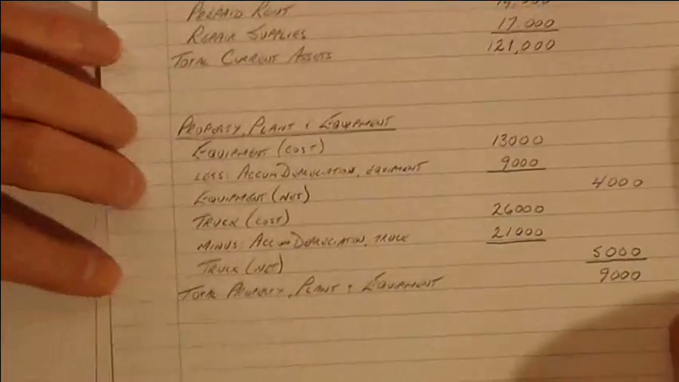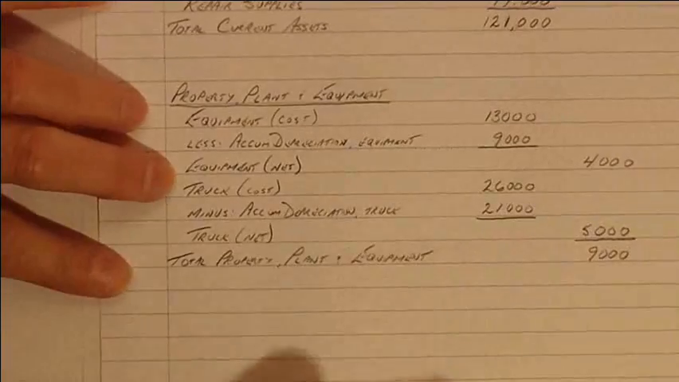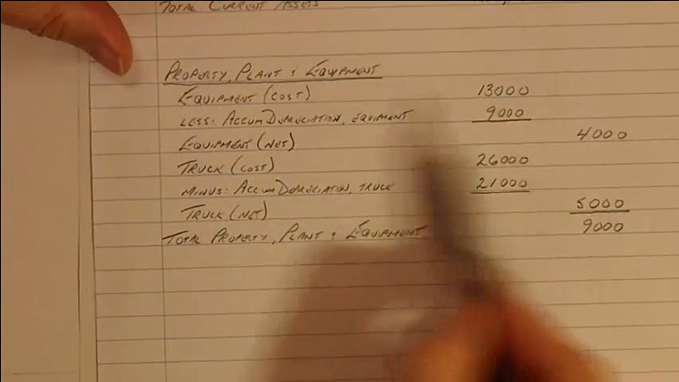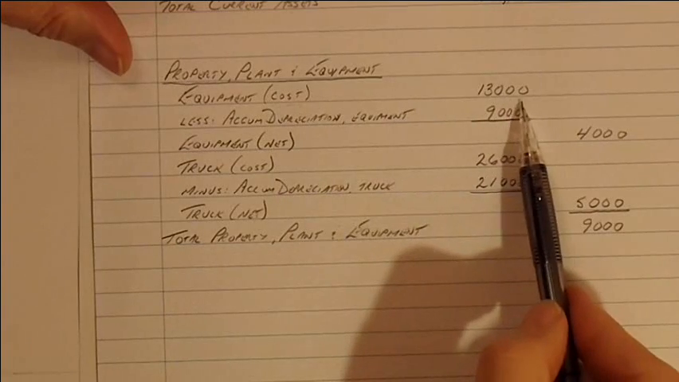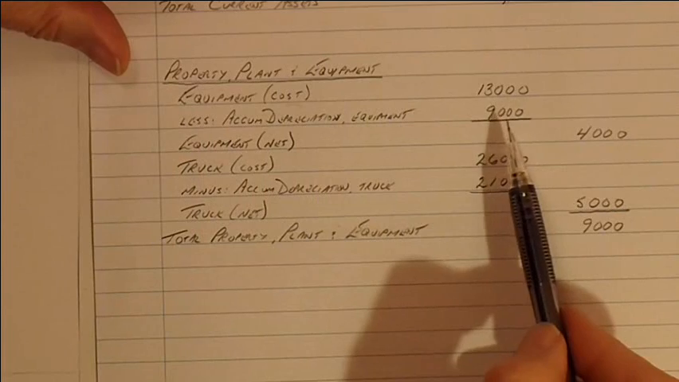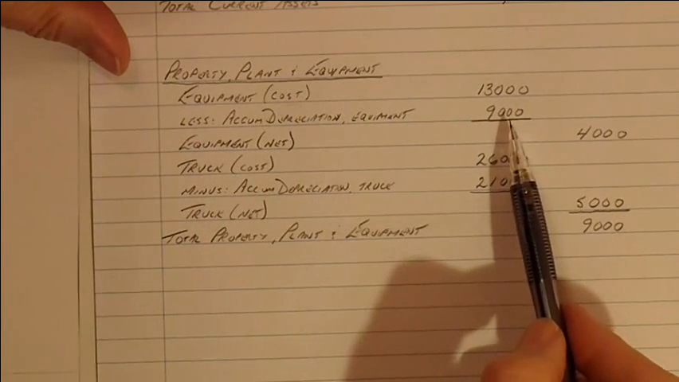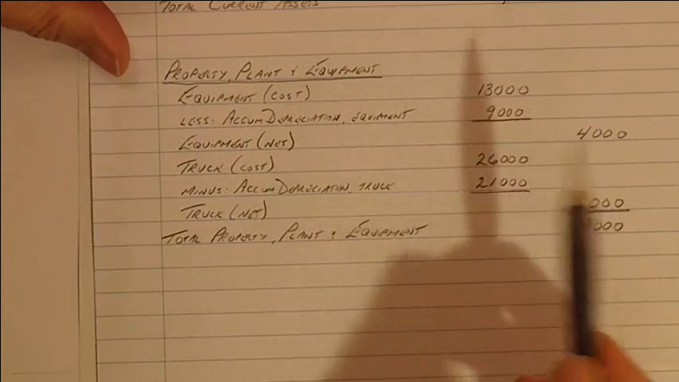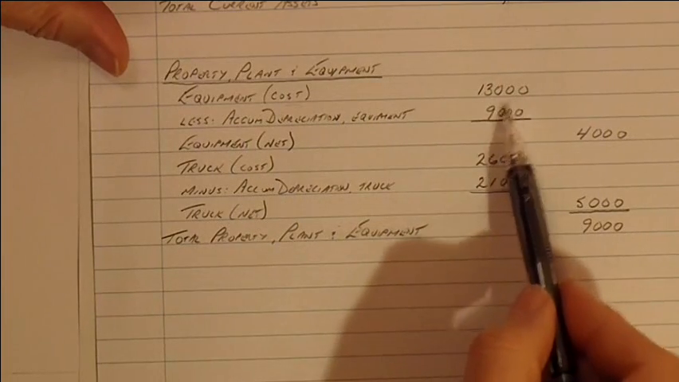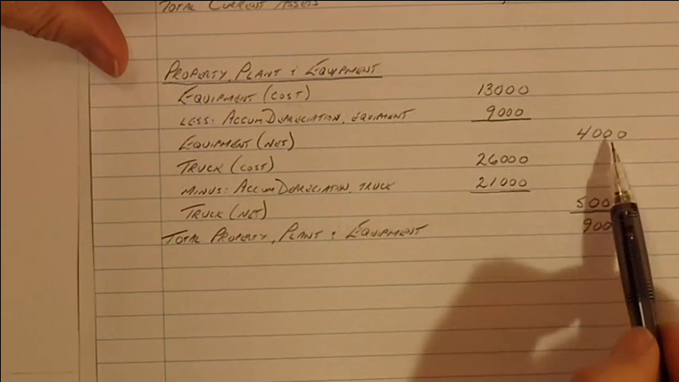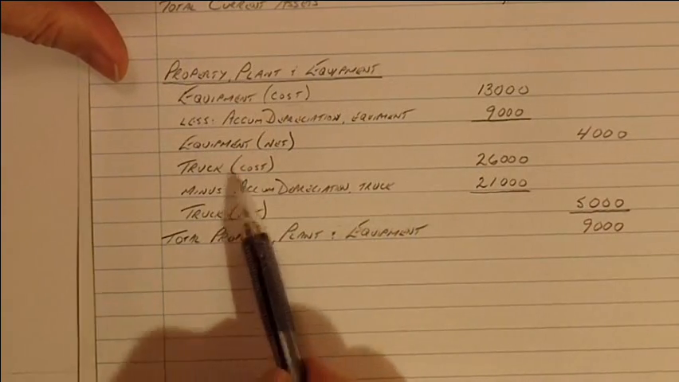So when I look at the calculation to determine total property, plant, and equipment, I see equipment at cost, $13,000, and I subtract from that the amount of the cost that I've already spread out over the previous accounting periods. And so the cost that's left to spread out is $13,000 minus the 9 is $4,000. You may wonder why I wrote it over here. I'll explain that in a second.